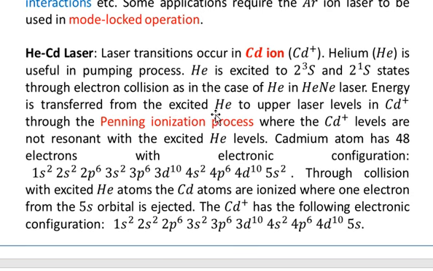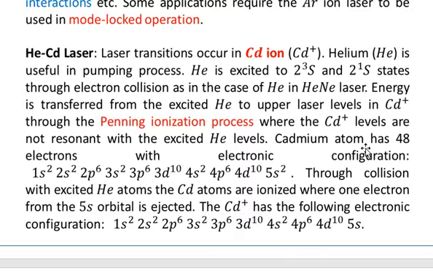Energy is transferred from the excited helium to the upper laser levels in the cadmium ion through the Penning ionization process, where the cadmium ion levels are not resonant with the excited helium levels. So you see that, since the cadmium levels are not resonant with the metastable helium levels, even then the ionization process can excite the cadmium ions. This excitation is through the Penning ionization process, which will be explained through an equation in the next slide.